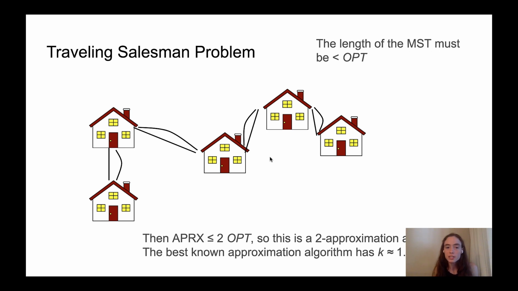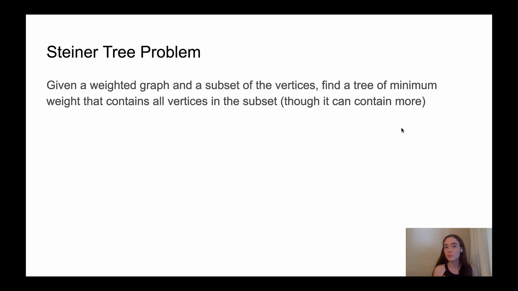So the best known approximation algorithm for the traveling salesman problem actually has k about equal to 1.5, a little bit less. So the two approximation algorithm isn't too far off from the best that's known. We're going to finish up with one more fun example. So the Steiner tree problem is related to the minimum spanning tree problem. It's phrased as, given a weighted graph and a subset of the vertices of the graph, find a tree of minimum weight that contains all vertices in the subset, though it can contain more.